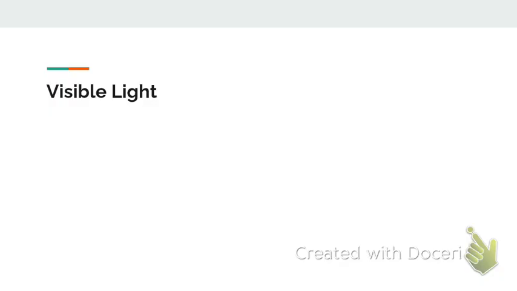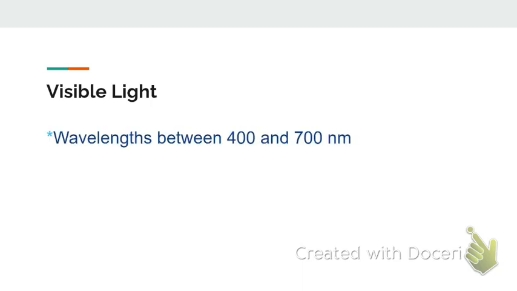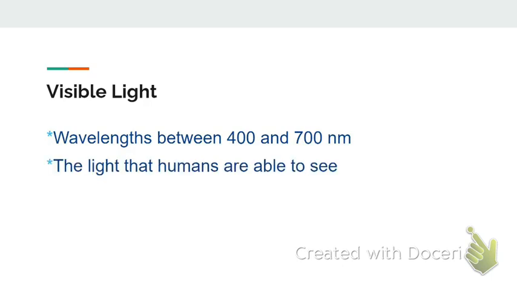All right, now visible light, this is what we can see. Wavelengths between 400 and 700 nanometers. Actually, quite a small amount of wavelengths that our eye can perceive. The light that humans are able to see is what visible light is. All right, we can see colors.